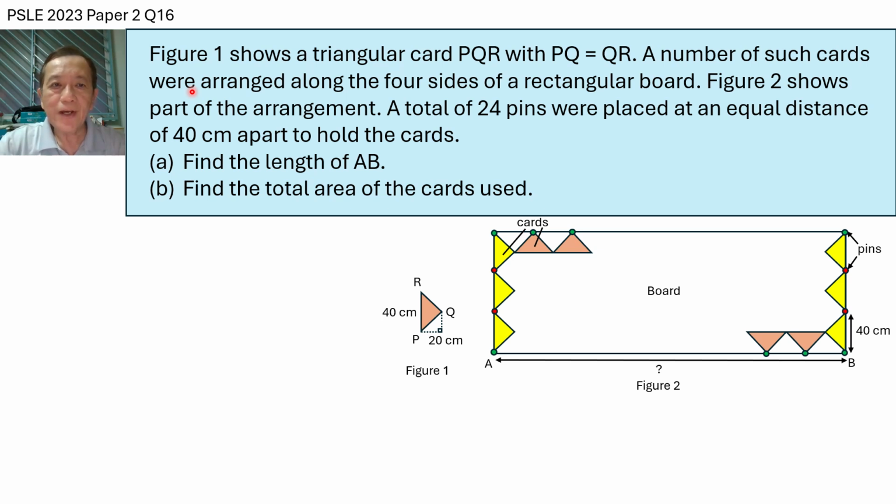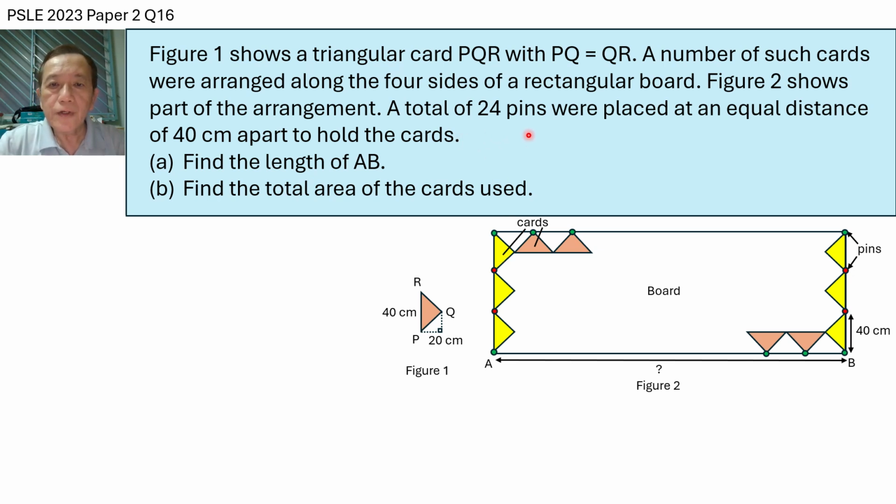Then we check. Figure 1 shows a triangular cut PQR with PQ equals QR. A number of such cuts were arranged along the four sides of a rectangular board. Figure 2 shows part of the arrangement. So along the four sides, over here, here, here, and here.